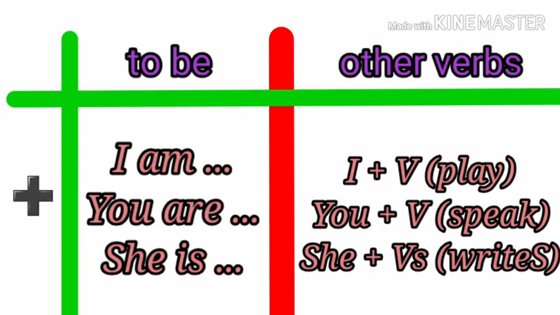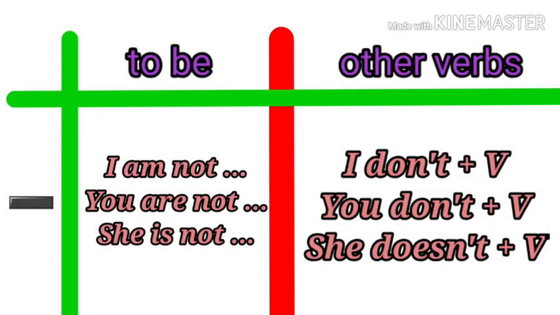To be clear, I divided verbs into 2 columns. To the first column, I include verb to be, and to the second, all other verbs. As we see here, verb to be has 3 forms in present simple. With I, we use the am form. With you, we use the are form. And with he, she, it, we use the is form. And with other verbs, we don't have such forms. We just add s to the verb with he, she, it. That's all. And in negative, we just add not to verb to be. I am not, you are not, and she is not.